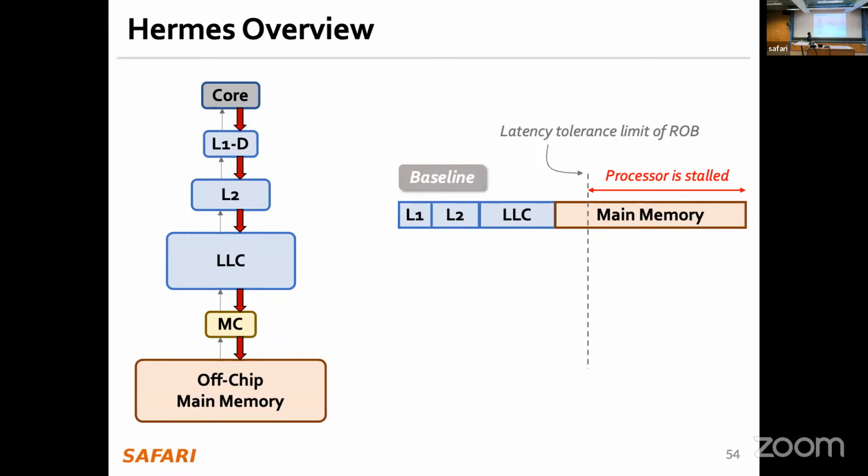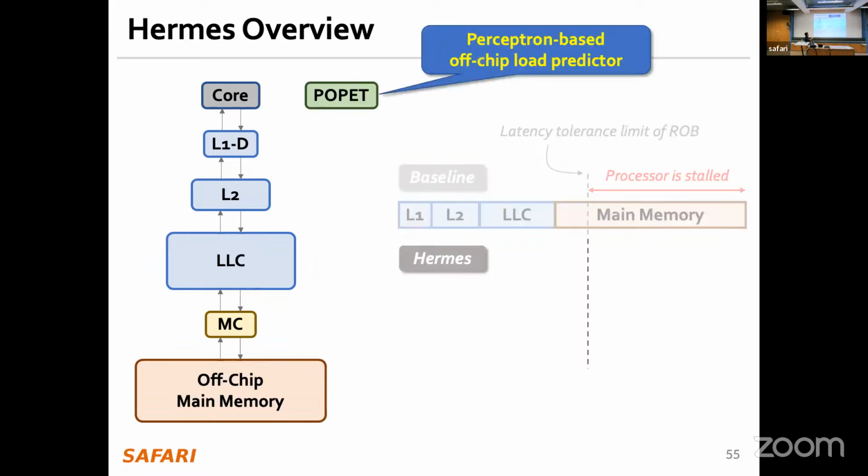Okay. Now, what Hermes does is it proposes a Perceptron-based off-chip load predictor called Puppet. For every load request that is generated by the core, Hermes would first consult Puppet to say, okay, tell me whether this is likely to go off-chip or not.